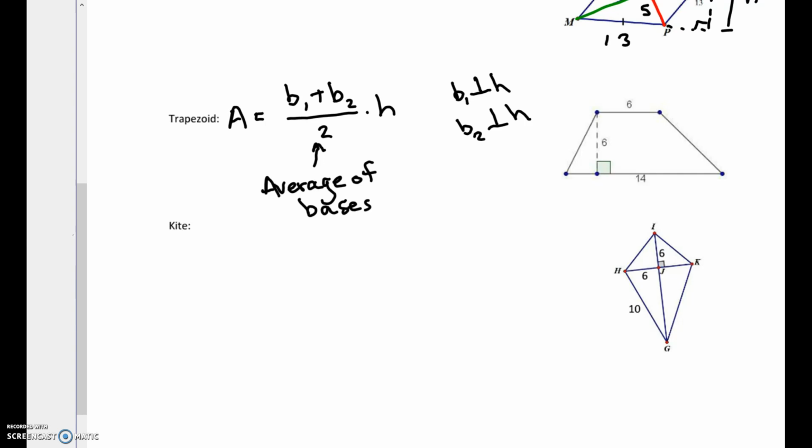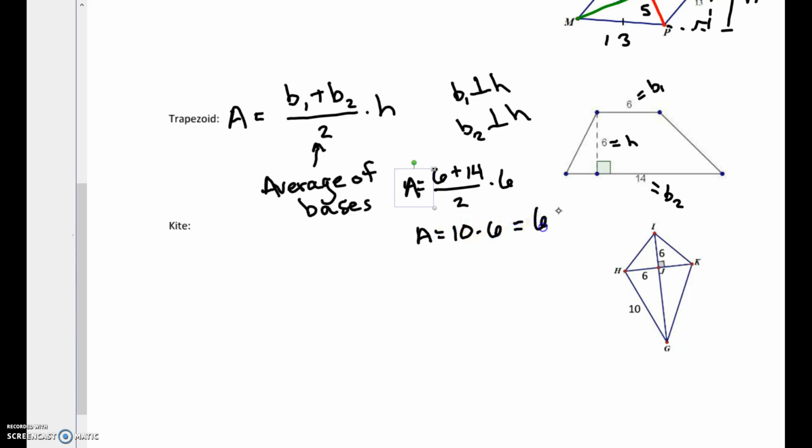So let's figure out this problem here. Here, 6 is going to act as my b1, that's my first base. 14 is b2, and the 6 is my h. They're all perpendicular, so it looks good to me. So I'm going to do b1, that's 6, plus b2, which is 14, divided by 2, times my height, which is 6. Well, 6 plus 14 is 20, divided by 2 gets me 10 times 6, or 60 units squared.